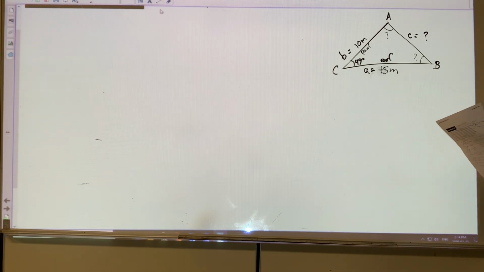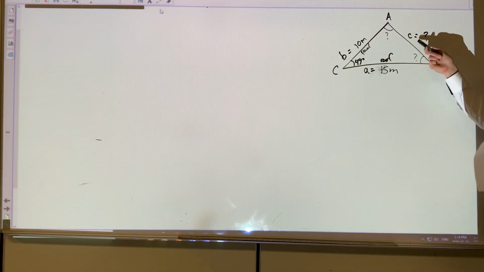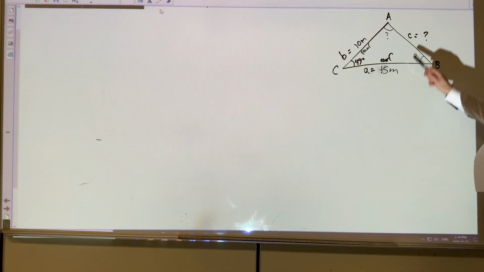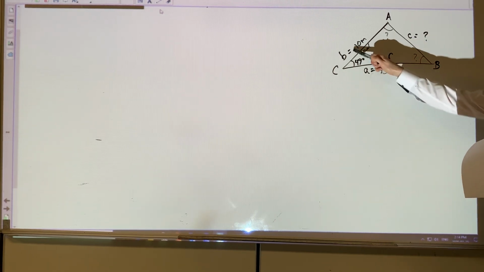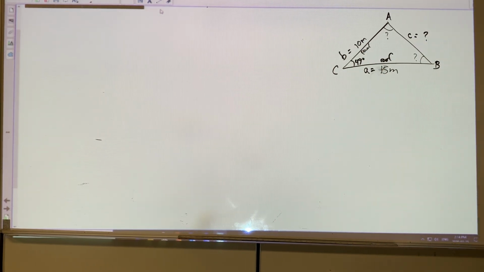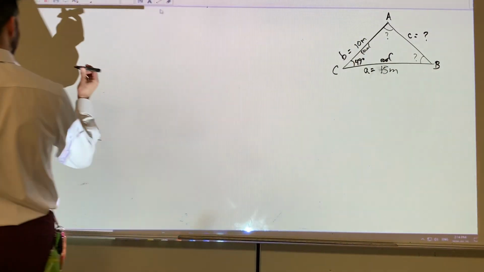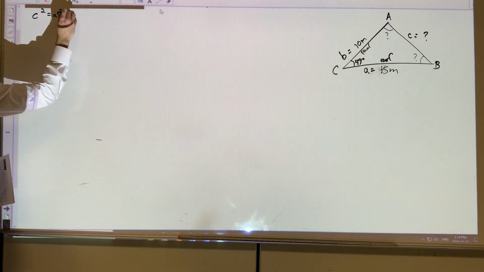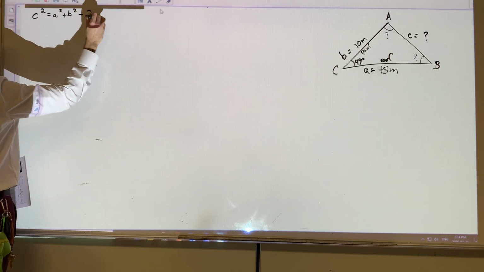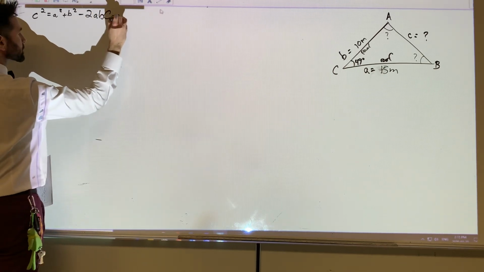So what should we find first? What can we find first? You can find little c, right? Why? Because to use cosine law, if we don't know the side, we need to know the angle, and then we need the two other sides. So that's the only thing we can do right off the hop. So we'll do that over here. We're going to go c squared equals a squared plus b squared minus 2ab cos C.